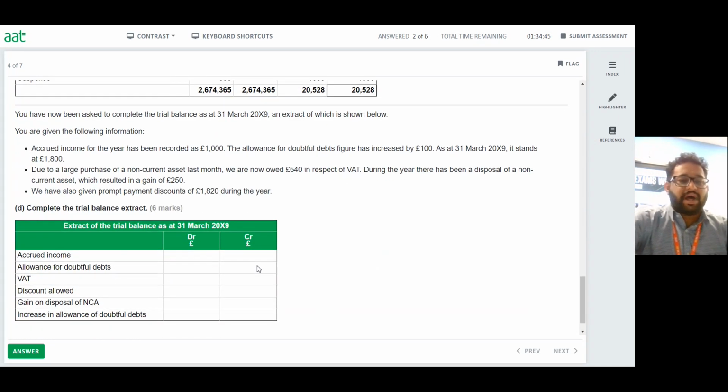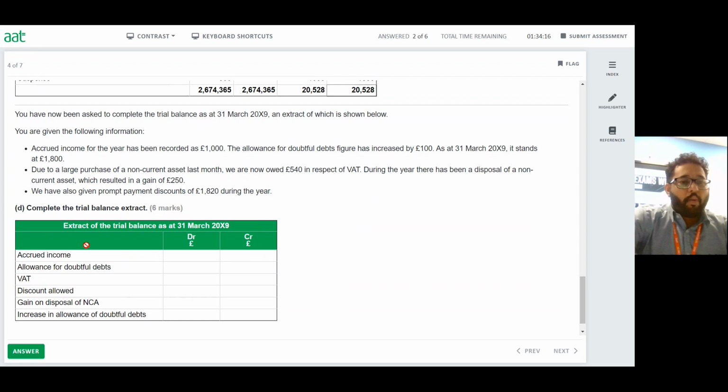So now let's look at the last one here. You have now been asked to complete the trial balance as at 31st of March 2019, an extract of which is shown below. You are given the following information. Accrued income for the year recorded as £1,000. Allowance for doubtful debt figure has increased by £100 and as at 31st of March 2019, it stands at £1,800.